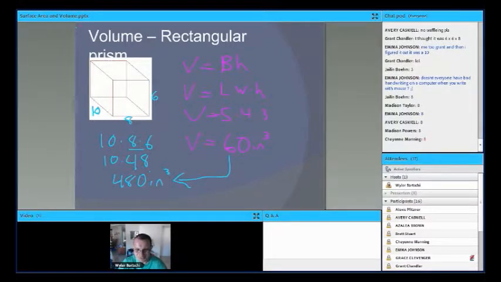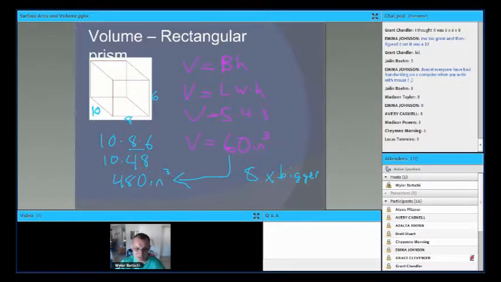Good job, Avery. And the other Madison and Cheyenne. Good. So it is 8 times bigger. When you double the sides of a 3D object, your volume will be 8 times bigger. It doesn't matter the shape. If it's a rectangular prism or a cube or a cylinder, whatever. If you double all the sides, it will always be 8 times bigger.